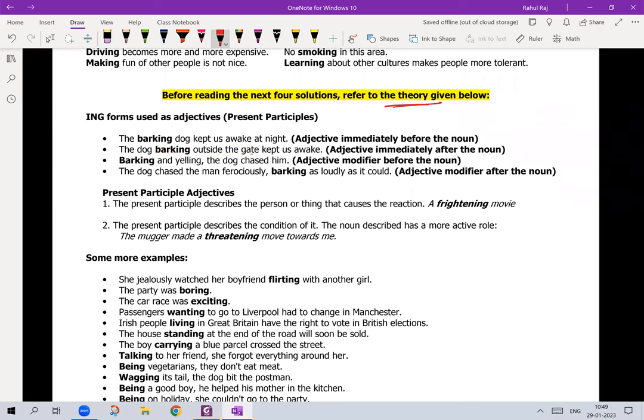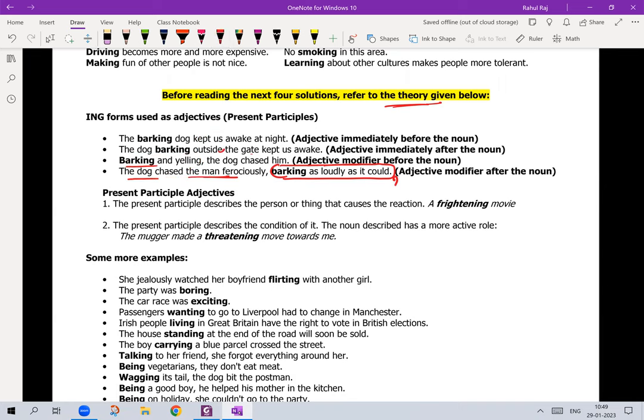Now, barking and yelling, the dog chased him. So barking and yelling is a modifier which is trying to modify dog. Even if you remove it and read the sentence, it makes absolutely perfect sense. The dog chased the man furiously, barking as loudly as it could. Here the modifier is written after the comma, but what I have told you is to first write the modifier, then the subject. Like, barking as loudly as it could, comma, the dog chased the man furiously. But even this way of writing the sentence is not wrong.